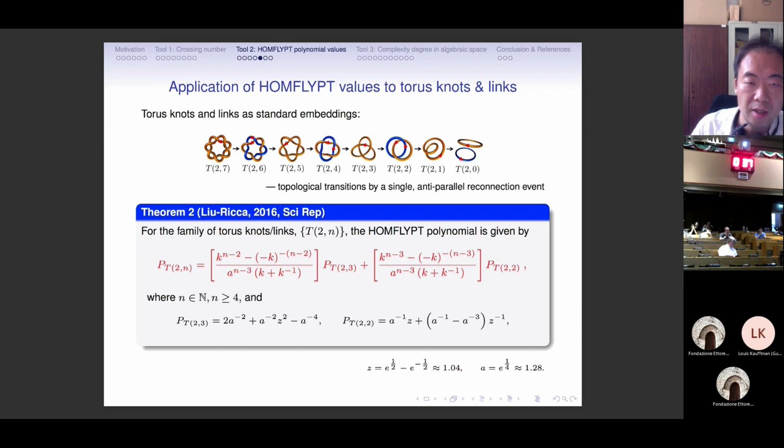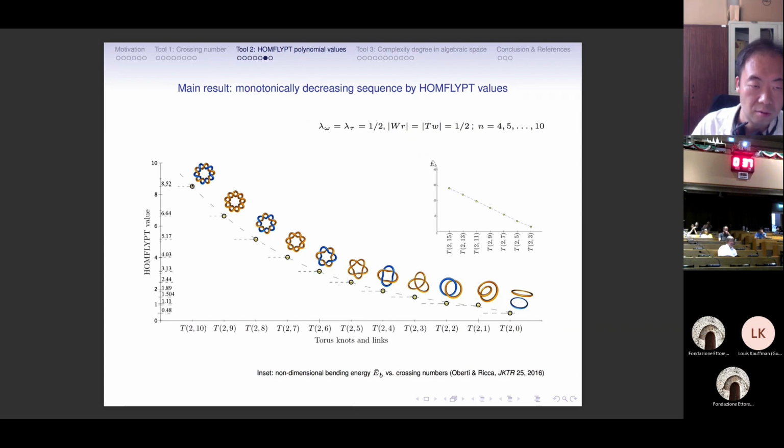Here is a series, a family of torus knots and torus links, right? Then in 2016, we gave a formula for the HOMFLYPT polynomial of torus links and knots. This one, where we can substitute A equal to 1.28 and Z equal to 1.04 into that. Then we have the values of torus knots and links, just like this.